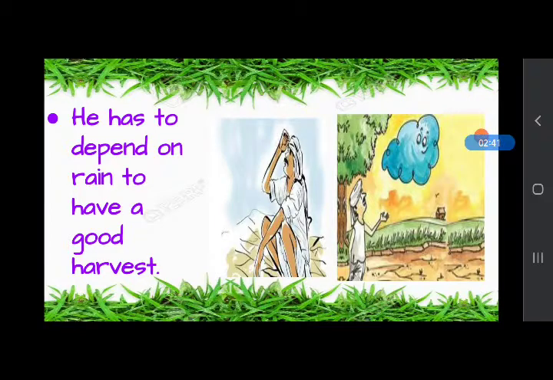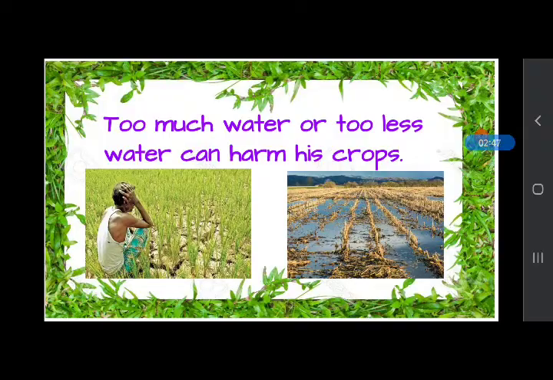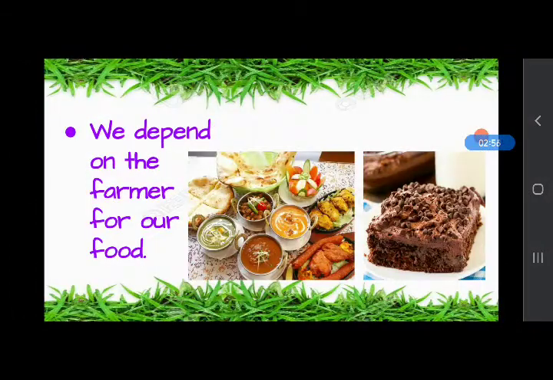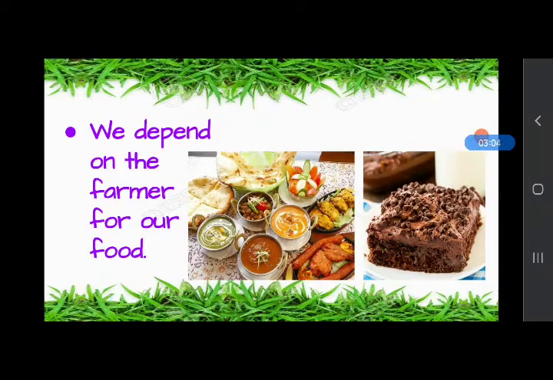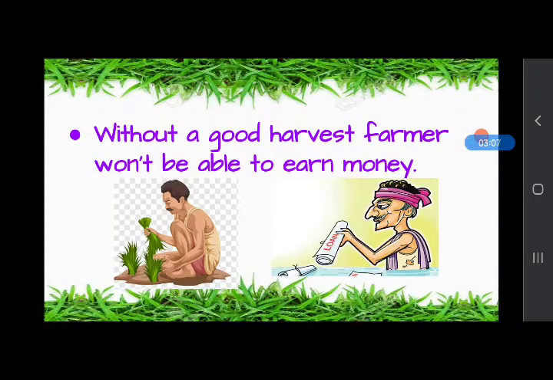A farmer has to depend on rain to have a good harvest, because too much water like this, or too little water like this, can harm his or her crops. And we depend on the farmer for our food. How does growing crops help us? Because we depend on the farmer for our food. And crops are sold in the market. Farmers earn their living by selling what they grow, and we in turn depend on the farmer for our food. If the farmer is unable to have a good harvest, he won't be able to earn money.